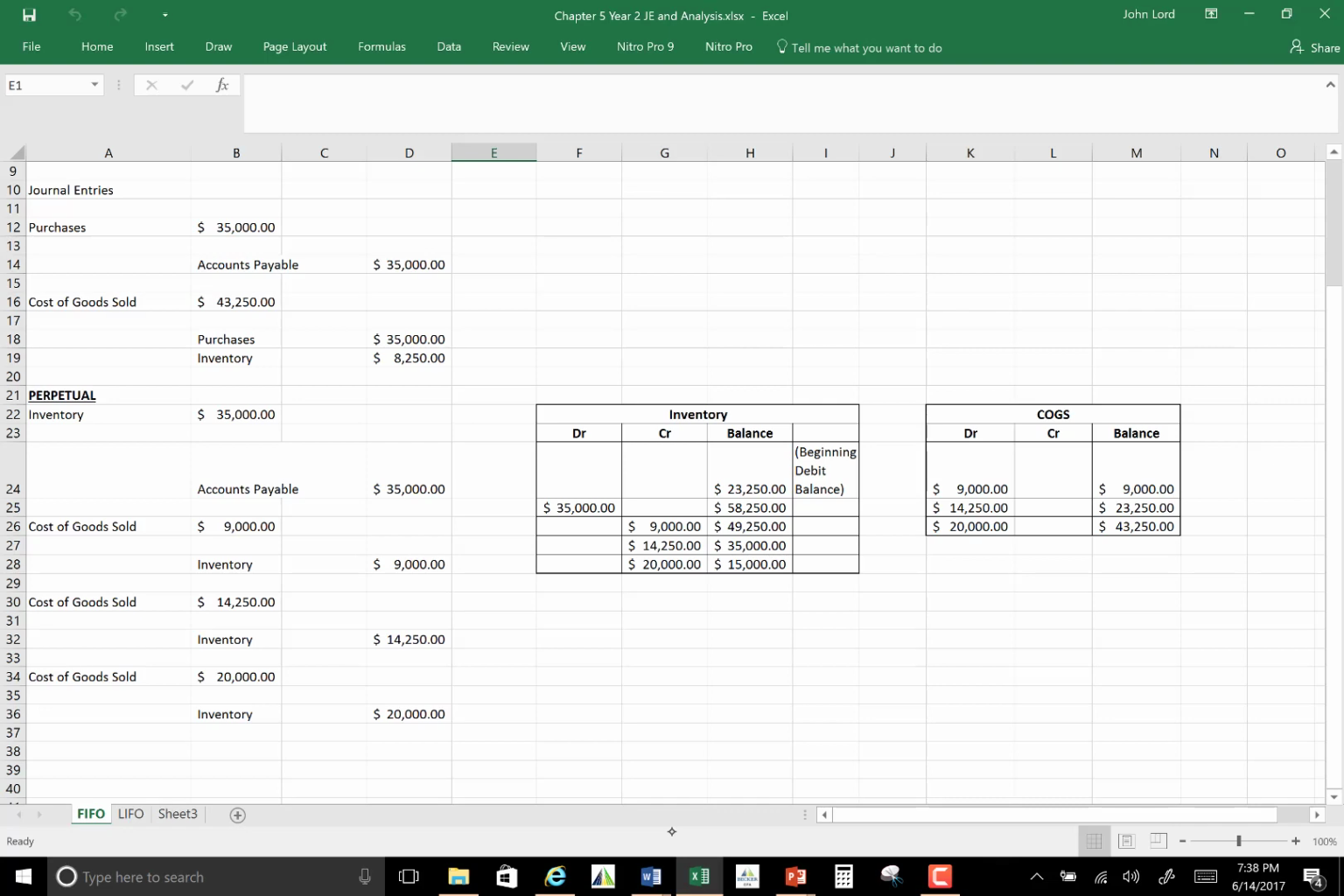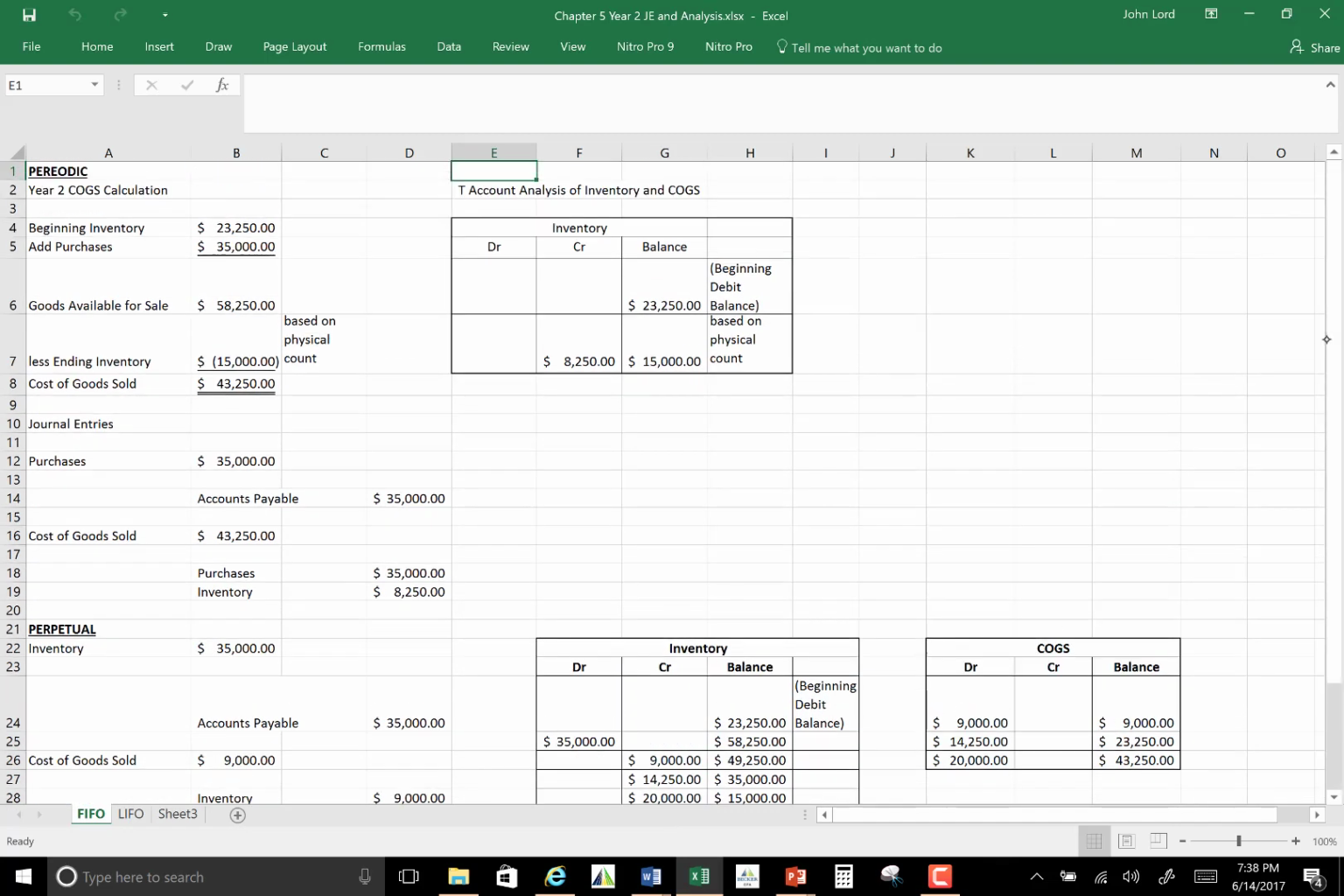Okay? Now, I just did it a batch at a time. If you were going to do your periodic inventory method, what would you do? Well, you would have debited purchases for the entire amount, the 35,000, and credited the accounts payable. And then what? You would have had to do the calculation: beginning inventory plus purchases gives me goods available for sale, minus the ending inventory, which we said was 15,000.